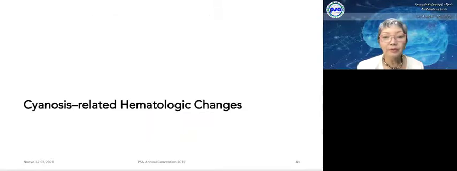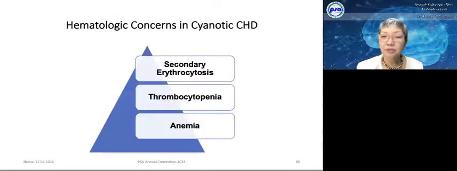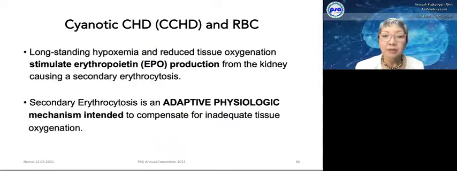Moving forward, there are hematologic changes associated with chronic cyanotic congenital heart disease. Secondary erythrocytosis is very common. They become very polycythemic, but we are also aware that there can be thrombocytopenia and anemia at the same time. The secondary erythrocytosis is an adaptive physiologic mechanism brought about by the stimulation of EPO due to very low tissue oxygenation levels. So there is an increase in RBC mass.